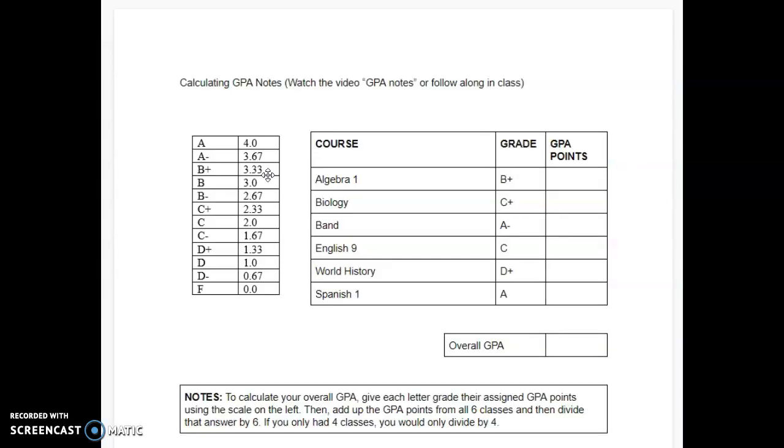Today we're going to look at how to calculate our grade point averages. So let's go ahead and get started. If you want to open up your Word document or just watch as we go along, what we're going to look at is a sample report card.